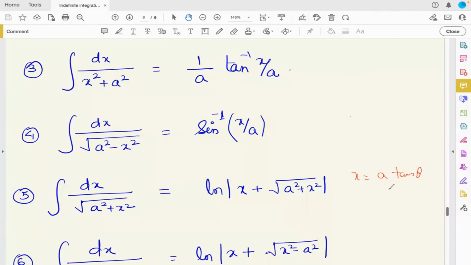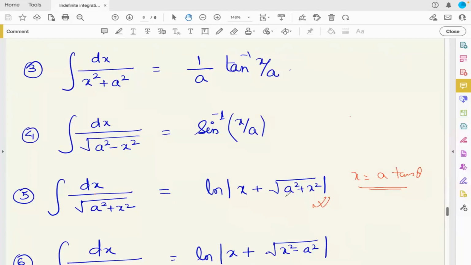Because if we substitute, it's converted into sec square theta, and its integration becomes easy. So if we substitute here x is equal to a tan theta, it will be solved easily. So try to solve it. I think it will be solved, and we get the final result as this. So try to remember these results. These results are very important.